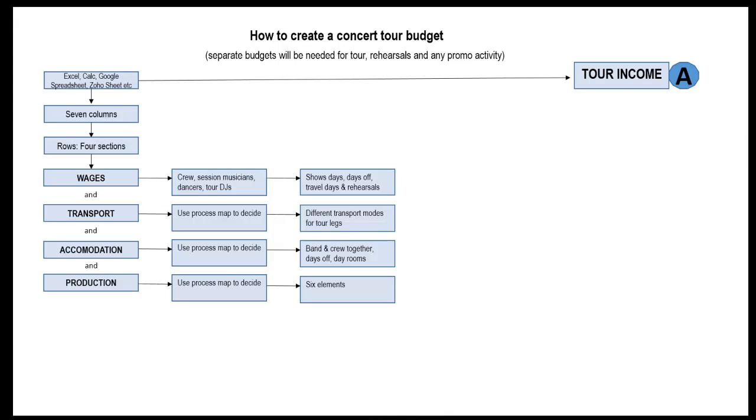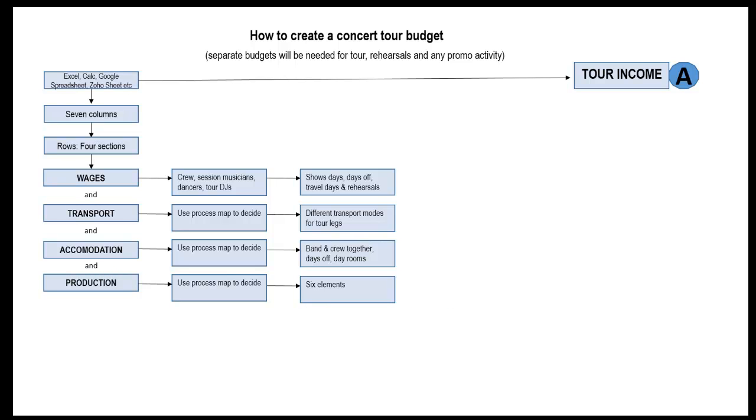Having created your spreadsheet, you then need to fill it in with the information. As you can see, for my wages, it's not just my crew. I might have session musicians. For my transport, I'm going to decide what transport I'm using based on distance. For my accommodation, do I need hotel rooms every single night? I might be on a sleeper bus, for instance. And my production, which I'm going to divide up into the six elements: PA, lights, video, set, stage, and backline.